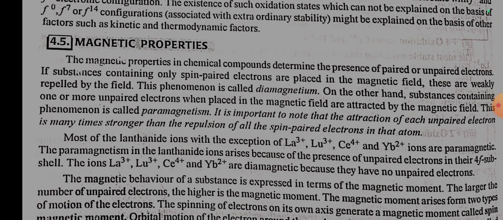Magnetic properties. The magnetic properties in chemical compounds determine the presence of paired or unpaired electrons.